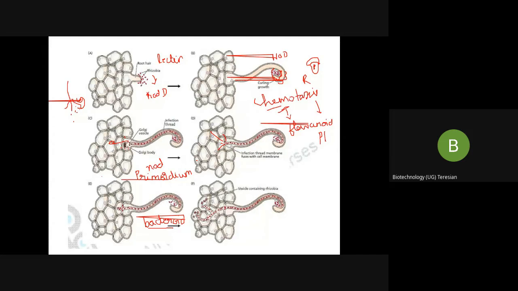Soon thereafter, they receive a signal from the plant. On receiving the signal from the plant, the bacteria stop dividing and begin to enlarge. They have begun to enlarge now. And they differentiate into nitrogen fixing endosymbiotic organelles. Endosymbiotic means they are present inside and they have a symbiotic or mutual relationship with the plant. And this is called the bacteroids.